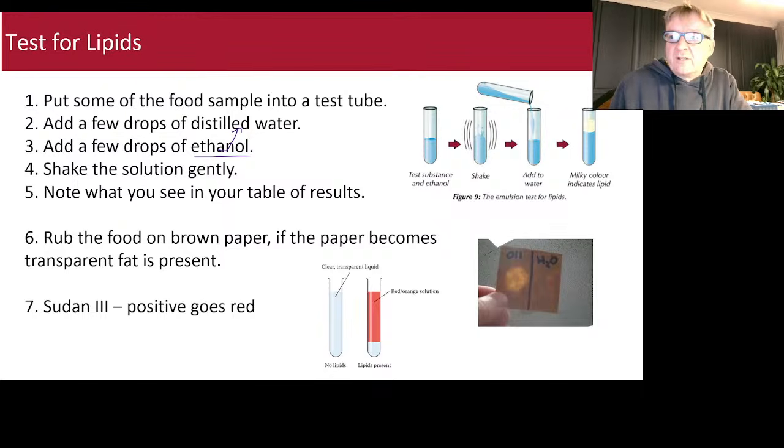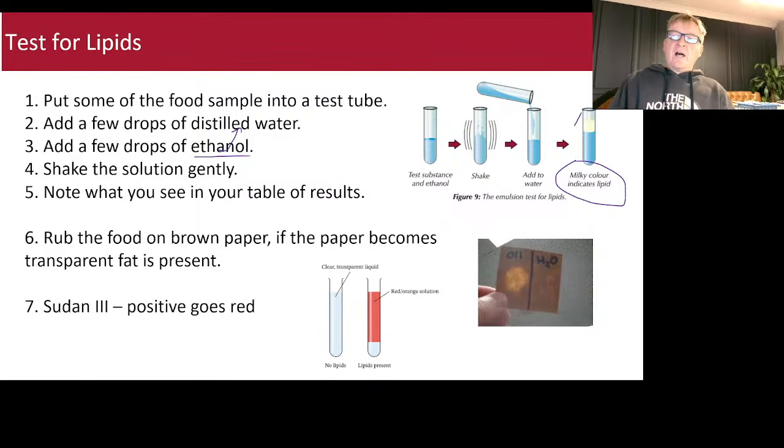If it goes milky white from a clear liquid, I guess the clear liquid is literally a bit like vodka really, it's just water and ethanol. If it goes milky white and it tends to kind of appear at the top, that means there's ethanol present.